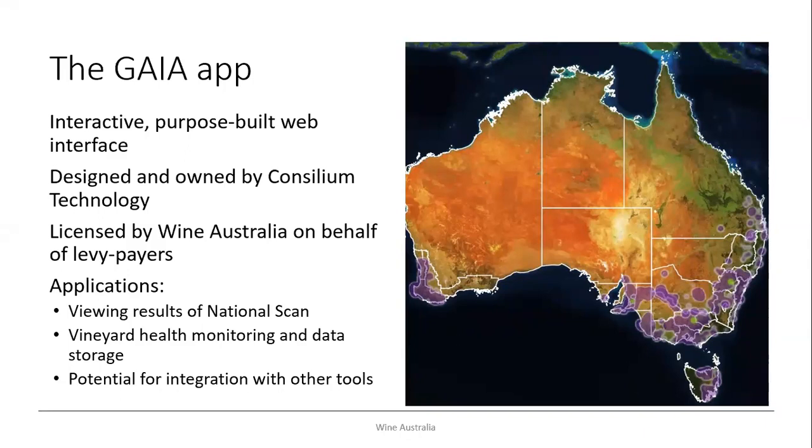So winegrape levy payers and wine levy payers can access this app at no additional charge, although there are additional features that they can pay for on top of the things that are free, which I'll show you. You can use this to look at the results of the National Scan. You can use it for individual vineyard health monitoring and data storage, and it has the potential to integrate with other tools that can help with vineyard decision making.